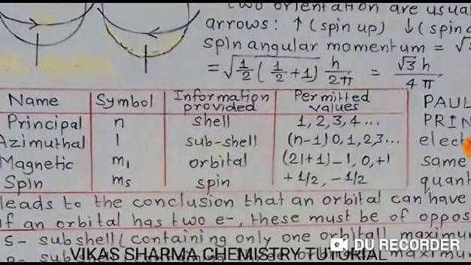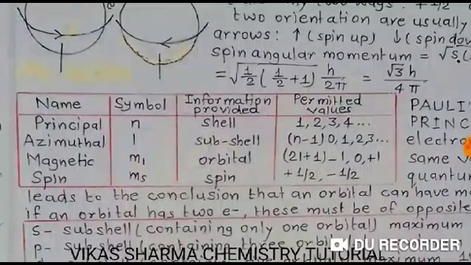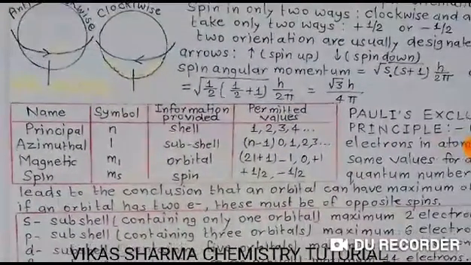Permitted values: if the principal quantum number is 1, 2, 3, 4, then l is always n-1, which means 0, 1, 2, 3. For the orbitals, the number of ml values is 2l plus 1. If the value of l is 1, then -1, 0, +1 means 3 orbitals are formed. Spin is always two values, +1/2 or -1/2.